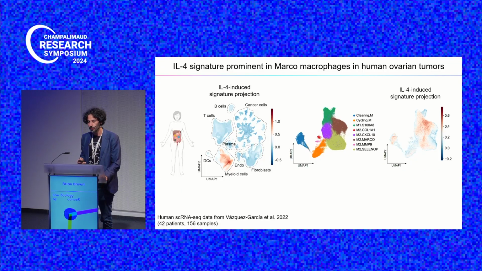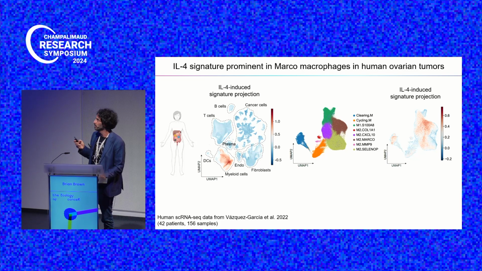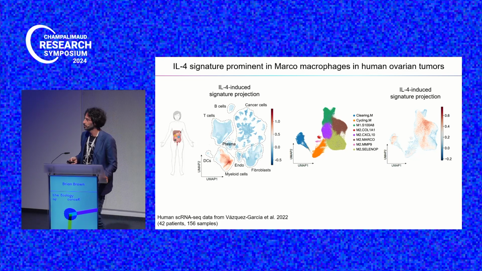So what happens in human? I told you there's not a good IL-4 signature, so if you go pull up all your single cell papers, you won't see IL-4 generally listed. So we've been trying to build one of these signatures, which is not easy to do. There are many reasons for that, and I think the community needs to work harder on this. But we have built two different IL-4 signatures, and when we project that, this is a very large data set, single cell data from human ovarian tumors.